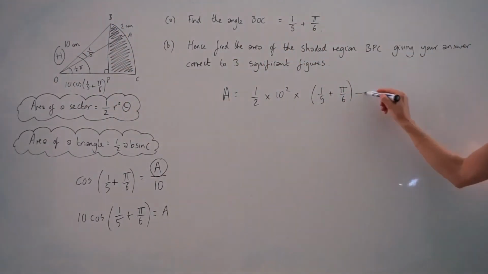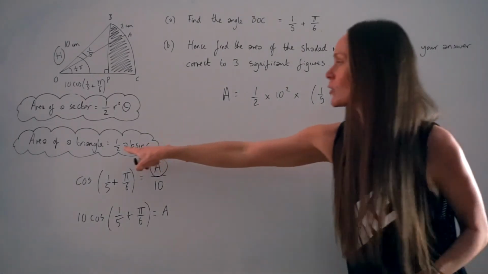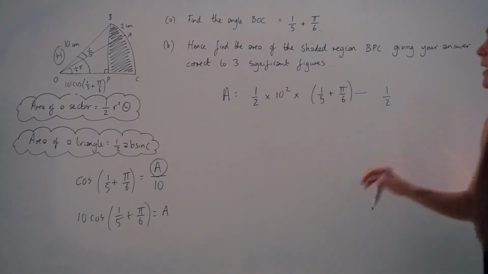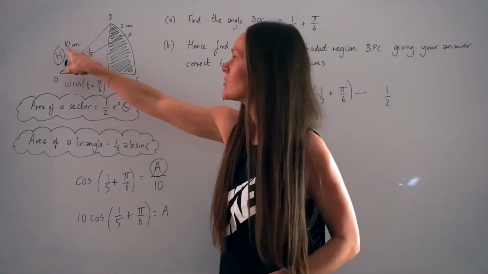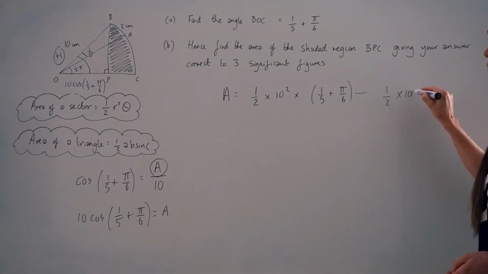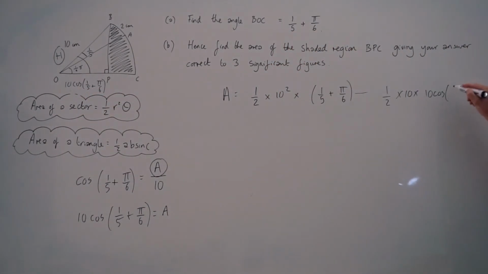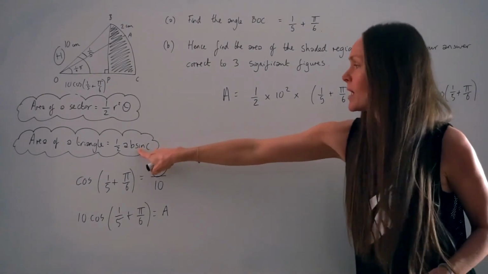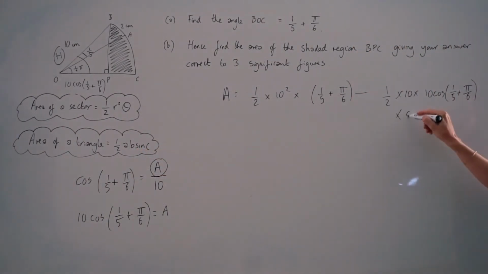Okay, and remember, we're subtracting the area of the triangle from this area of the sector from earlier. Okay, so area of a triangle is a half multiplied by A multiplied by B, so they're just the sides, either side of the angle that we're using. So 10 multiplied by 10 cos a fifth plus a sixth pi, multiplied by sine C, so that's just sine of the angle in between those sides. Okay, so again, a fifth plus a sixth pi.